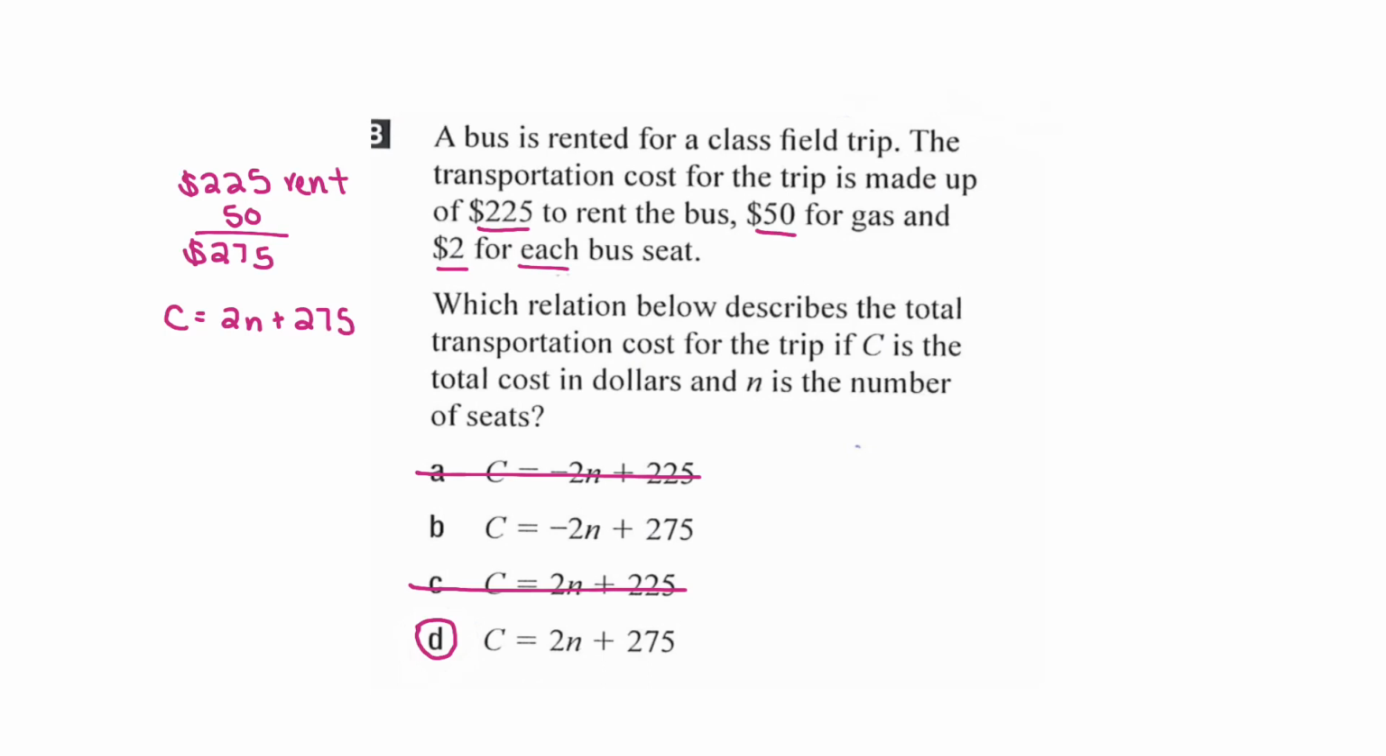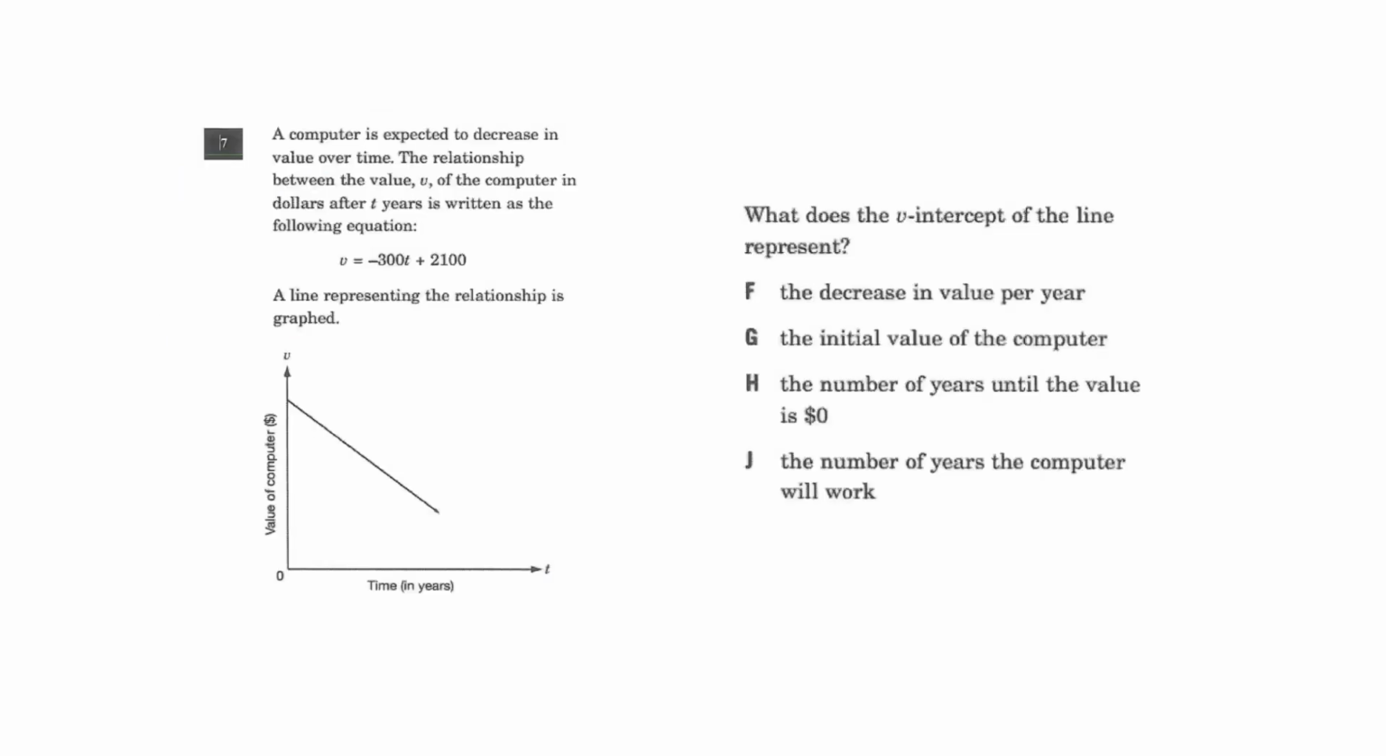But then if you take a look, we have a negative number here. So it's not going down for every person that rides the bus. The price is going to go up. So it wouldn't be negative. So we can get rid of that. So it does leave us to the choice that we did select, because we have C equals 2n plus 275.